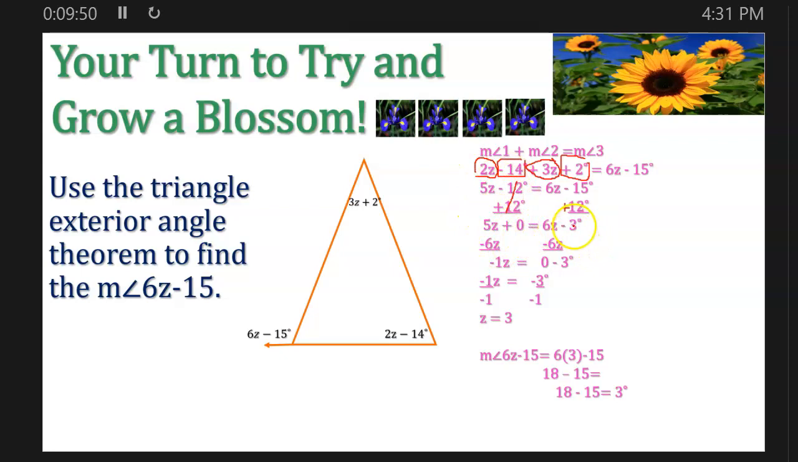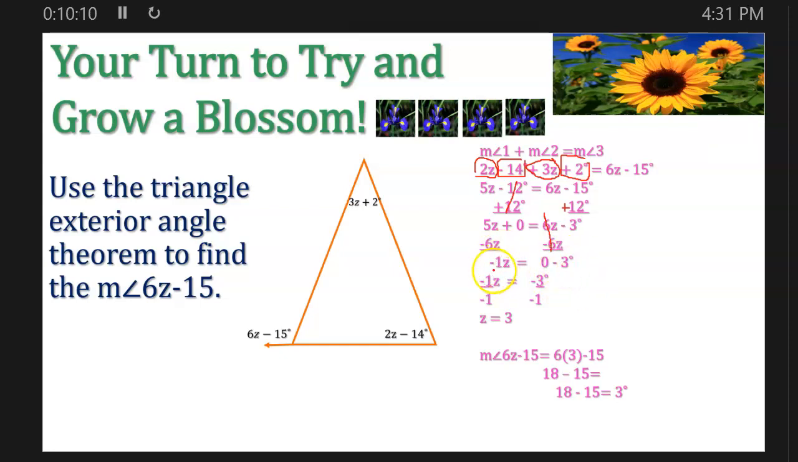Now I need my variable to be on the same side of the equation as the other variable. So I'm just going to get rid of this one on the right by subtracting 6z to cancel that out. And when I subtract 6z from this 5z, I end up with negative 1z. Okay, I'm almost there because I know this side is negative 3, but I don't know what this side is.